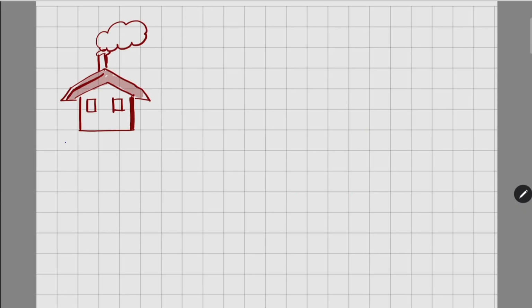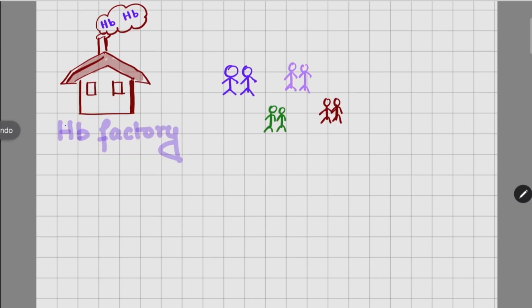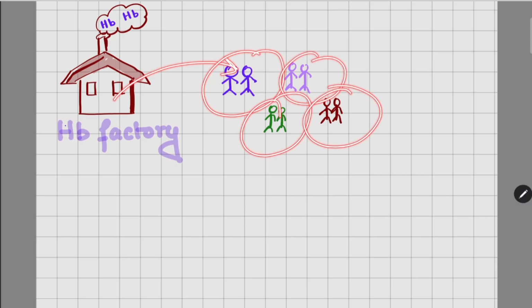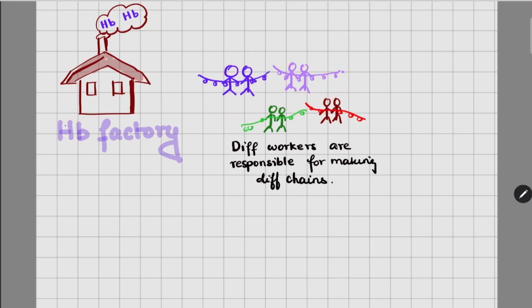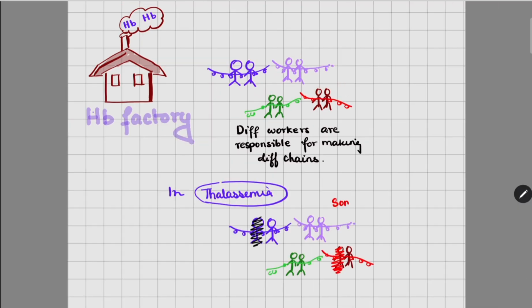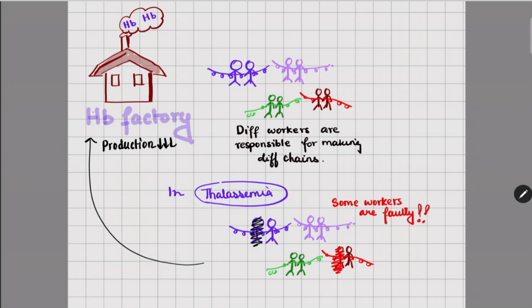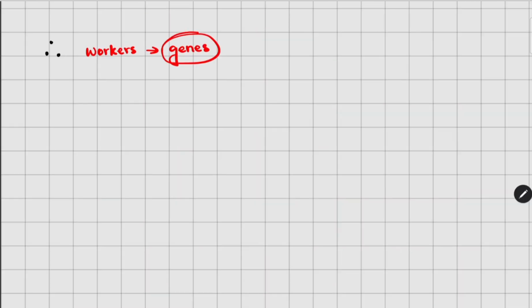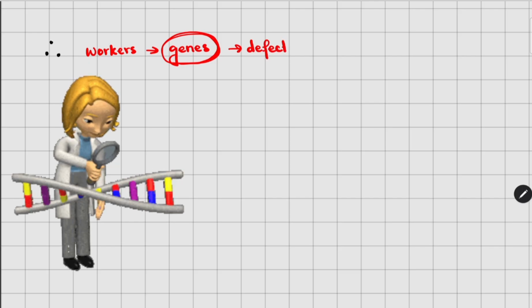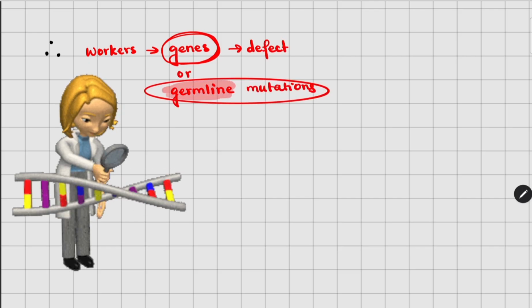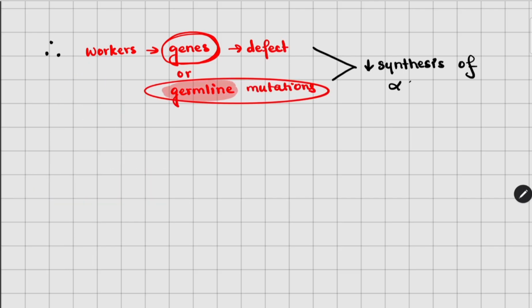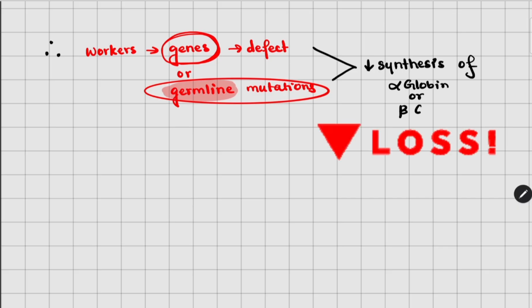Imagine there is a factory where hemoglobin is being produced, and that factory has different workers, and those different workers are responsible for making different chains. But in thalassemia, some of these workers turn out to be faulty, which leads to faulty chains, and hence production of hemoglobin is being reduced. Now, these workers are analogous to the genes, and the faulty workers are analogous to the defect in the genes or the germline mutations, which lead to decreased synthesis of alpha globin or beta globin chains.